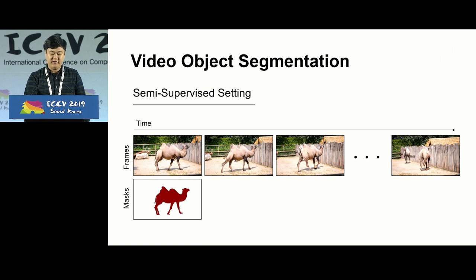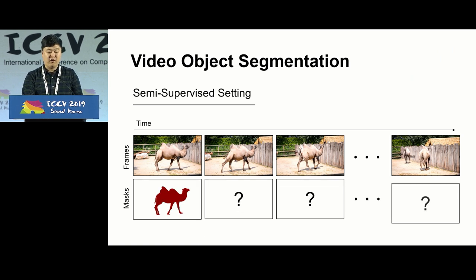In this paper, we introduce a fast and accurate method for semi-supervised video object segmentation. The problem is defined as follows. Given a video, the ground truth mask for the first frame is provided. Then, the goal is to estimate the object mask for all the remaining frames in the video.